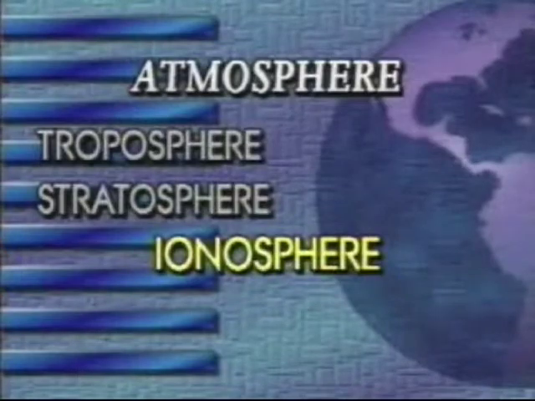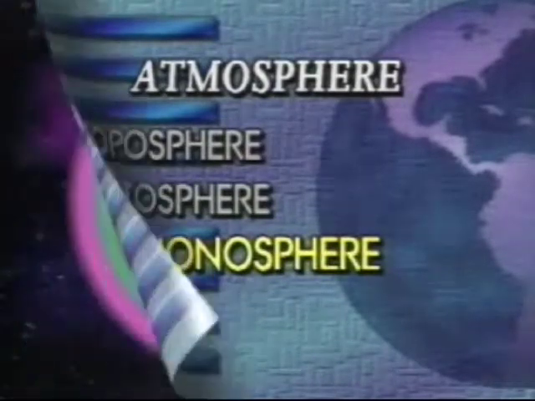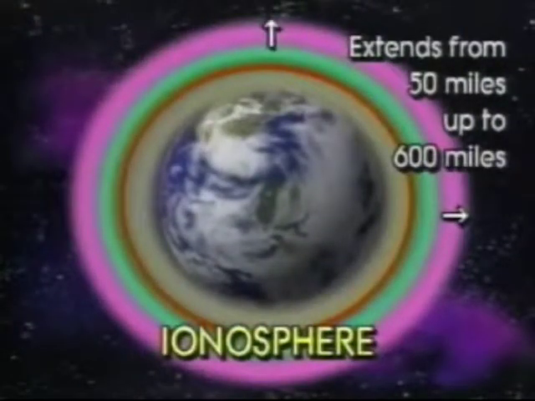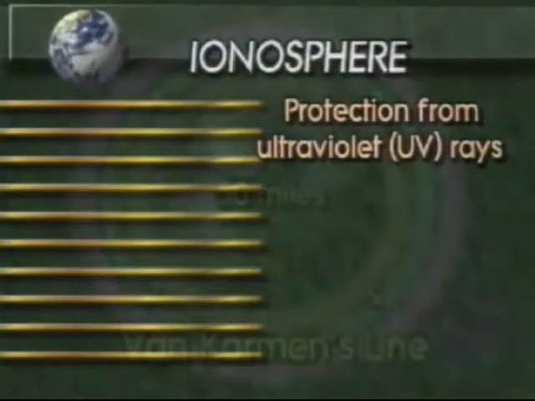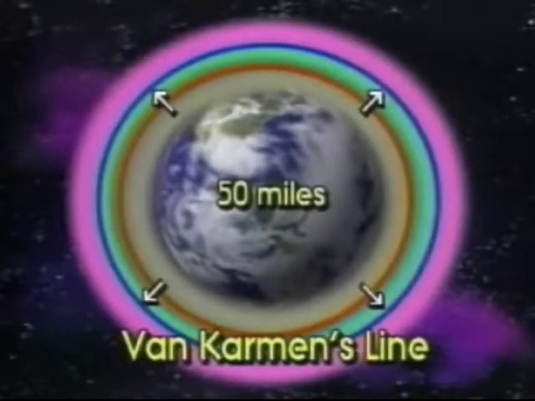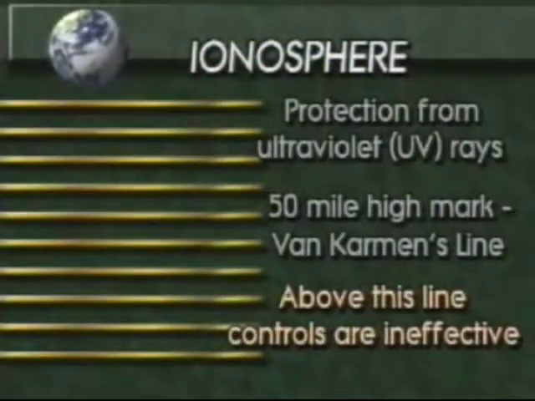The next level up is the ionosphere. It ranges from 50 miles to 600 miles. It gets its name from the ionized gas within this layer. The ionosphere provides protection from ultraviolet rays. The 50-mile high mark is known as the Van Karman's line. Above this line, aircraft controls become ineffective and thrust must be used for directional control.